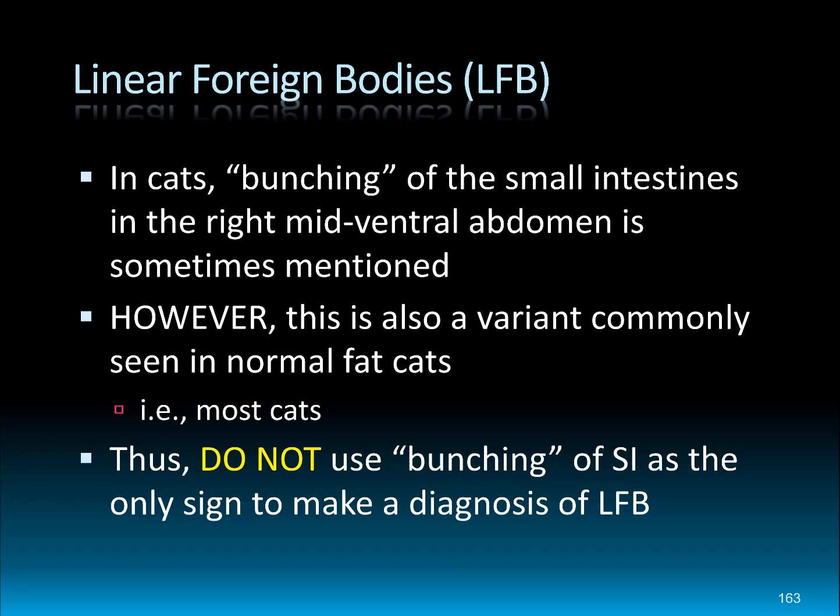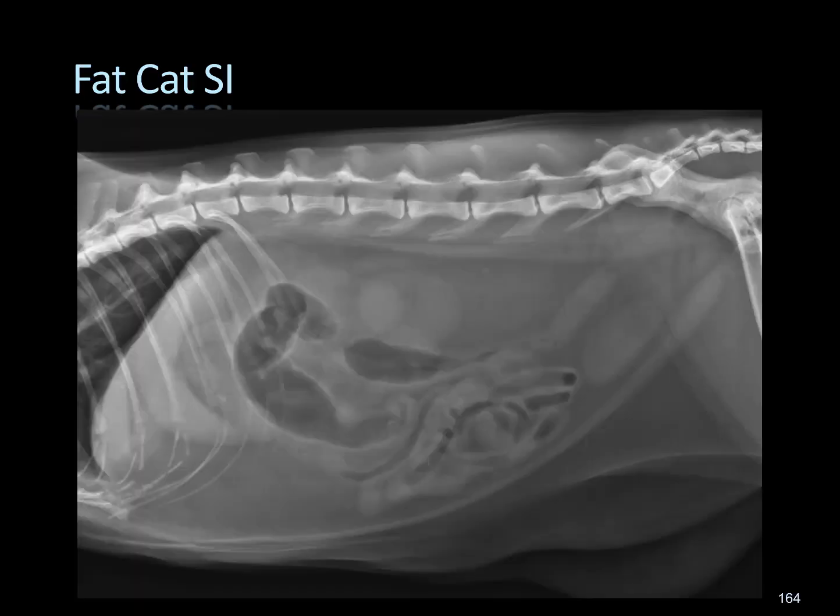As I've mentioned previously, cats will have, quote, bunching of the small intestines in the right midventral abdomen, especially if they're fat. So you have to be careful about saying bunching or a collection or accumulation of small intestine as a finding in linear foreign bodies, again, because that is very often normal in cats. You really need to look for the true plication and not just collection of intestines.